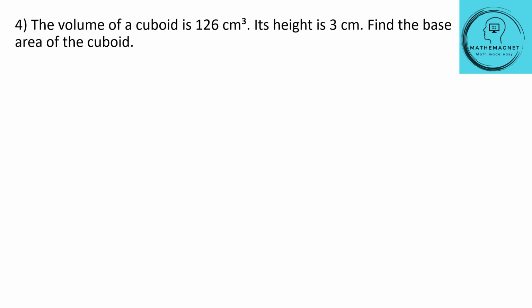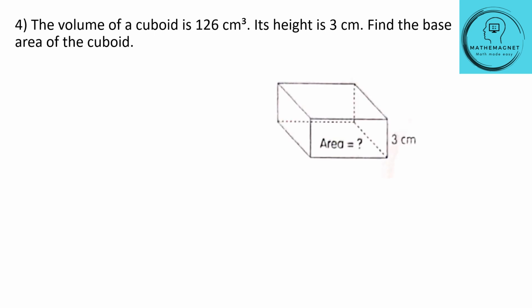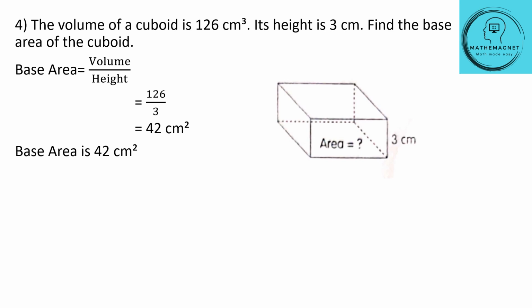Question number 4. The volume of a cuboid is 126 centimeter cube. Its height is 3 centimeter. Find the base area of the cuboid. Now here they are given this figure of the cuboid and they have given the height and the volume. They have asked for this base area. So to find that, base area will be volume divided by height. So that is equal to 126 divided by 3, which is equal to 42 centimeters square. So the base area will be equal to 42 centimeters square.